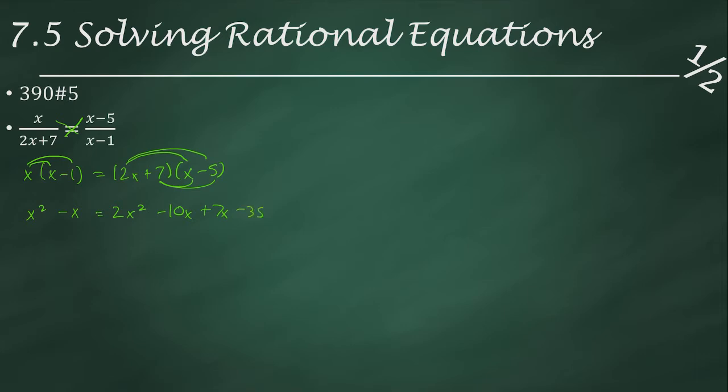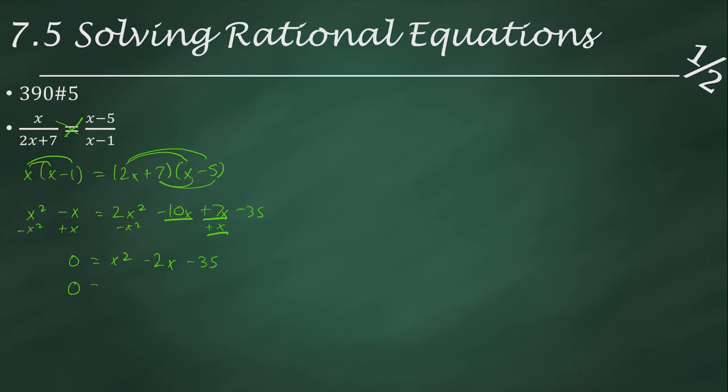This appears to be quadratic, so let's get everything on one side so it equals 0. I'll subtract x squared from both sides and add an x to both sides. So 0 equals x squared. Negative 10x plus 7x is negative 3x, plus x is negative 2x, minus 35.